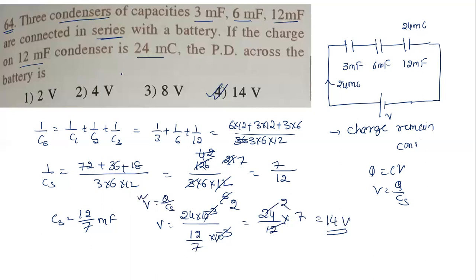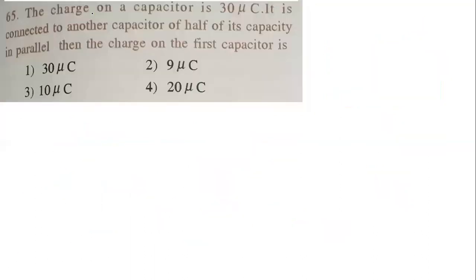So this question is clear. Question number 64. There are some 6 questions; we will do these questions today. Look at the next question now. A charge on a capacitor is 30 microcoulomb. It is connected to another capacitor, half of its capacity. Then C1 I can say C, and C2 I can say C by 2. In parallel, then the charge on the first capacitor is what we need to find out.